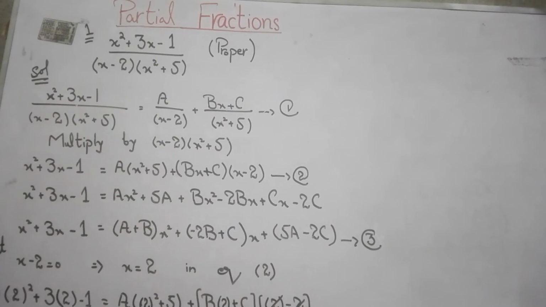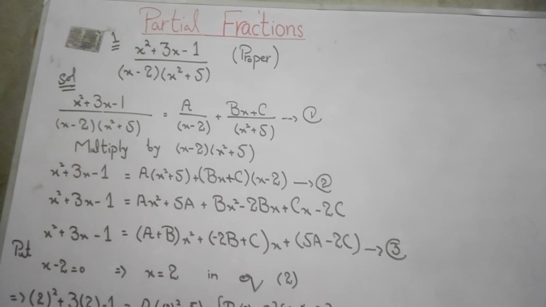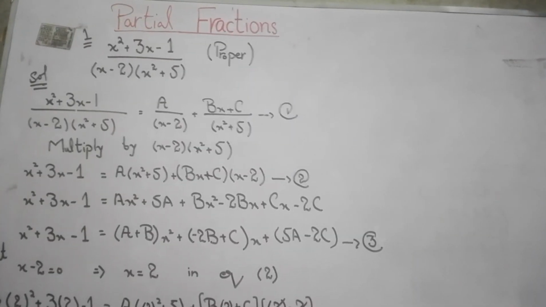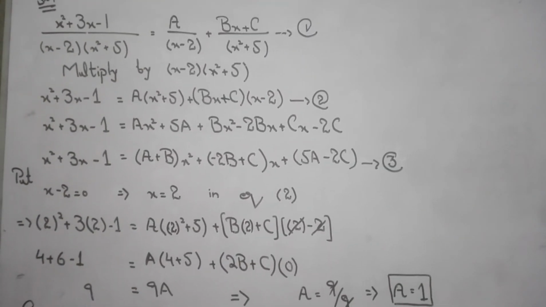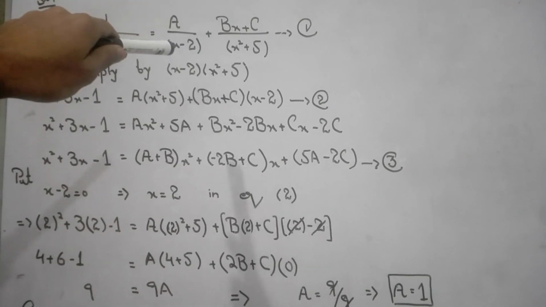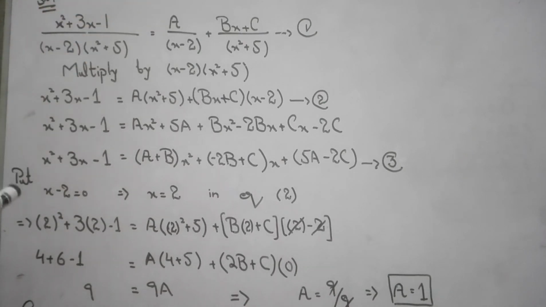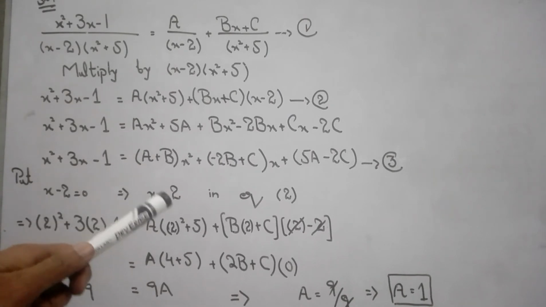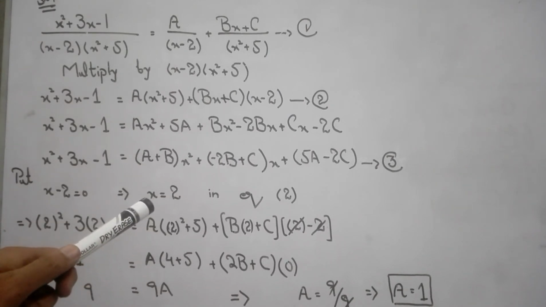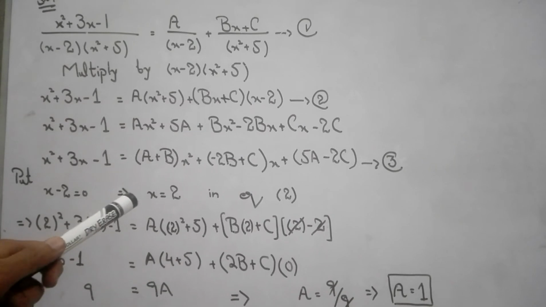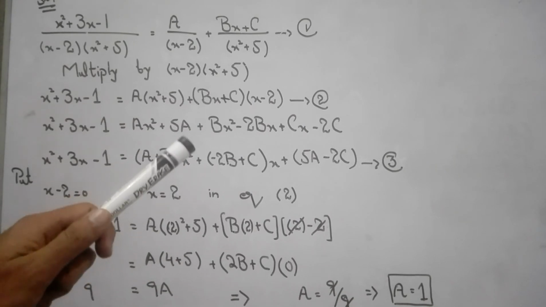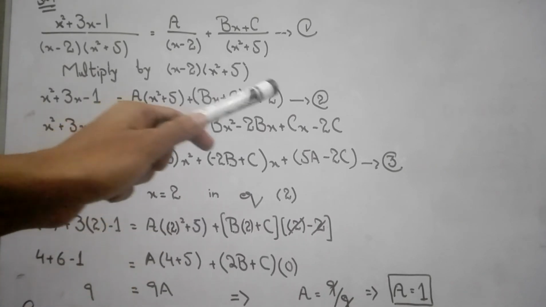Now students, we are going to find the values. First of all, we are going to find the value of the unknown a. From equation 1, it is quite clear that x minus 2 is in the denominator, so put x minus 2 equal to 0. Quite clearly, 2 becomes positive when it goes to the other side of the equality, so x equals 2, and we are going to put it in equation number 2.